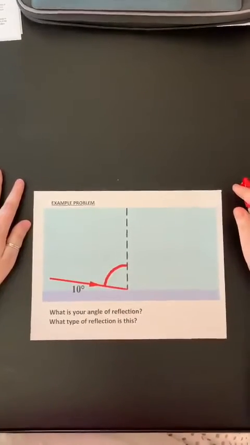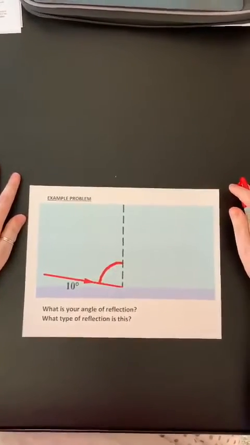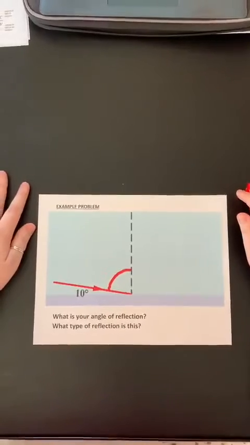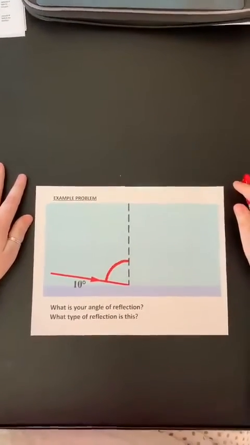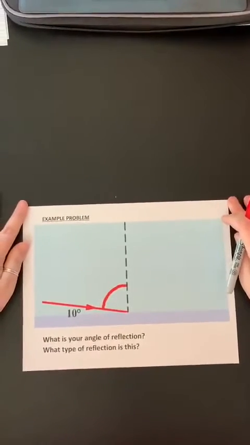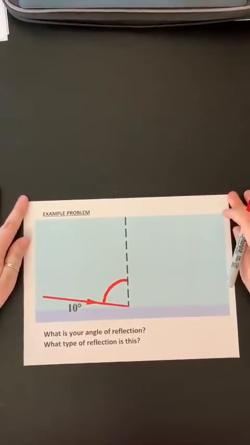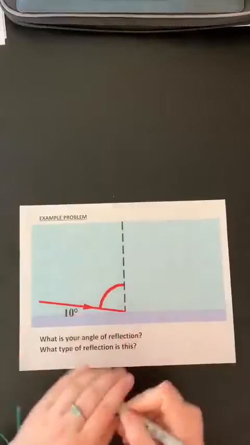Let's try an example problem to make sure we understand how to calculate incident and reflected rays properly. Feel free to pause the video and try to solve this on your own. Okay, hopefully you were able to solve this on your own. If not, let's figure it out together.